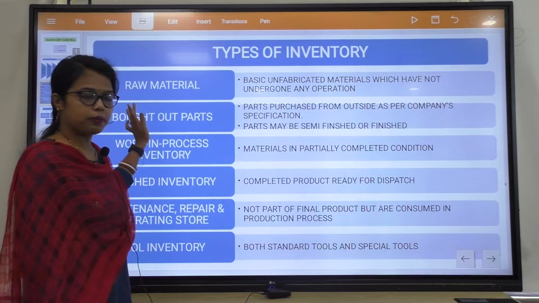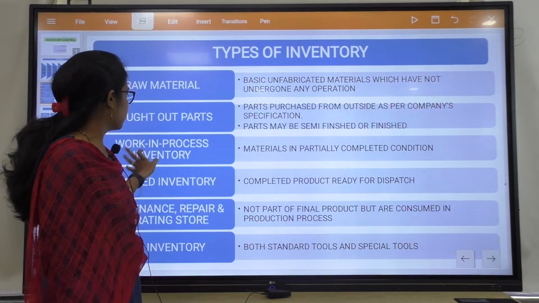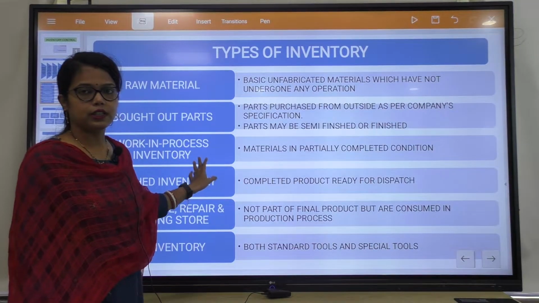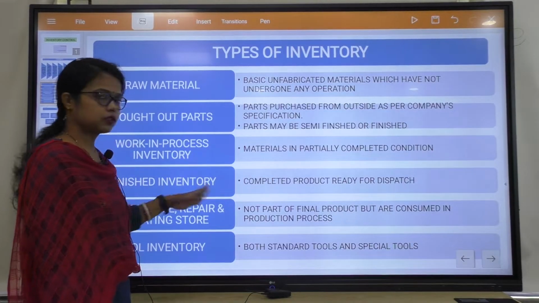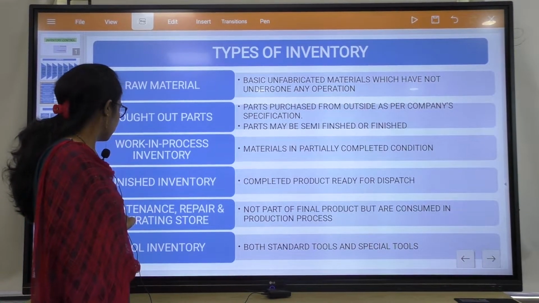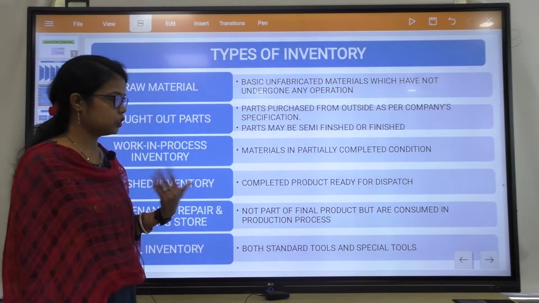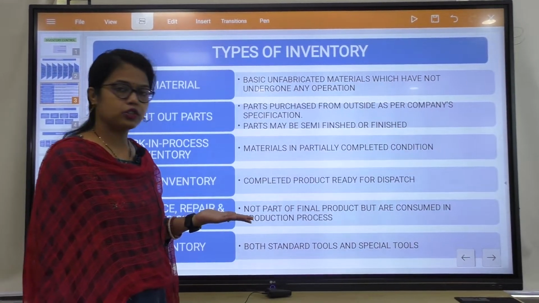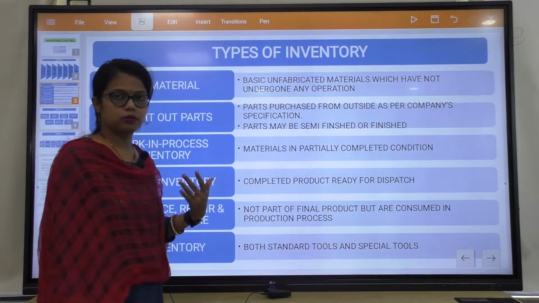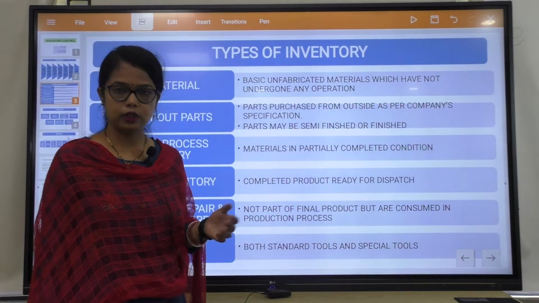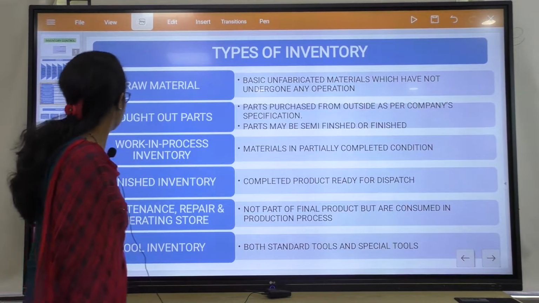So, the first one is raw material, then bought out parts which are bought from the market, then work in process inventory, that is called semi finished product, then finished inventory, those are in completely completed condition, then maintenance, repair and operating store, the products which help in operation processes but are consumed. Then tool inventory, the tools we use in the process to complete the process, those are called tool inventories. Clear?